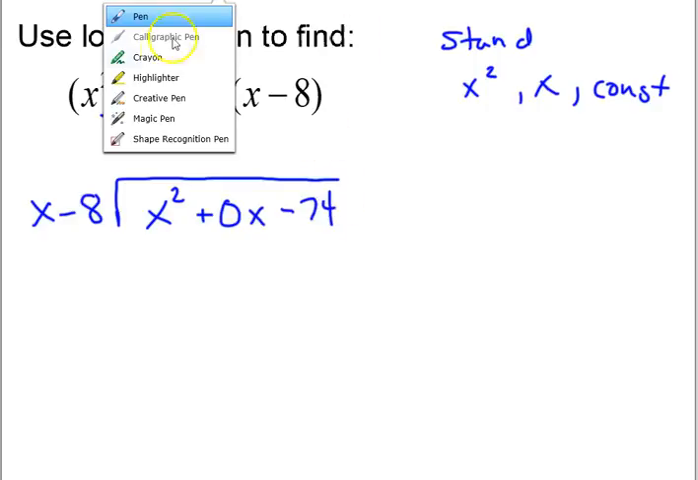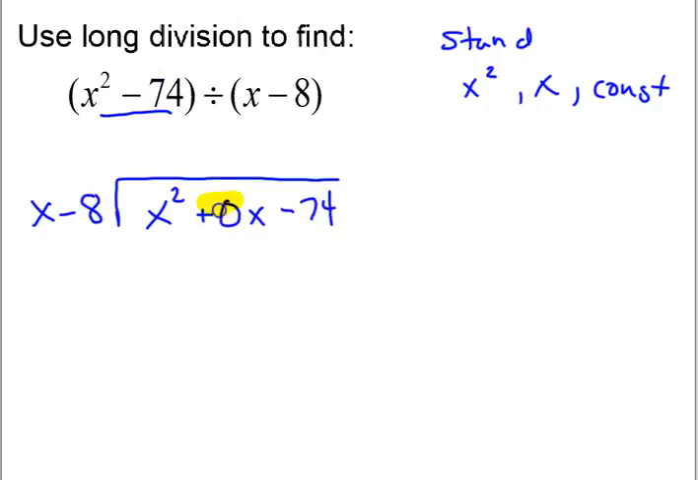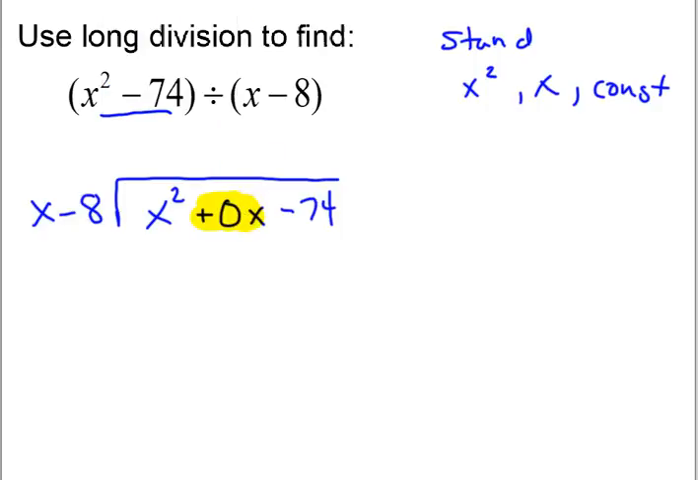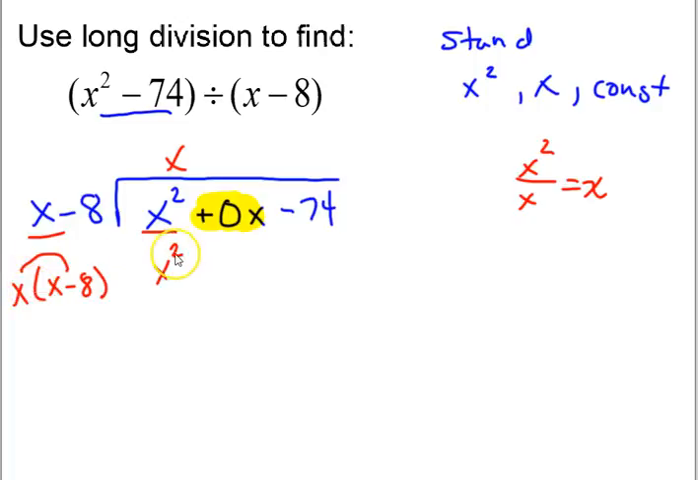This is really important. This is going to keep us sane and we won't have trouble. So that's my placeholder, that's my plus 0x. So my first step now is to figure out how many times does x go into x squared. So we should know this by now. This should be x. And now what I do is I write down x times x minus 8, and I distribute. And I get x squared, and then I get a minus 8x. And notice, because I have my placeholder, all is happy in the world.